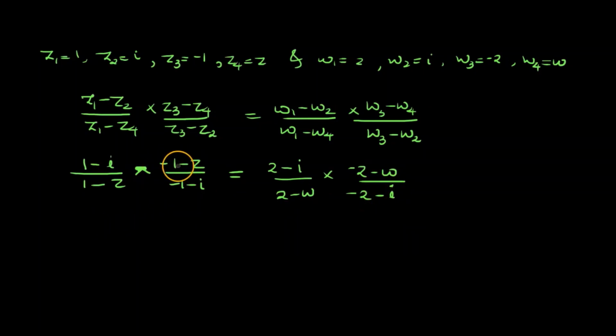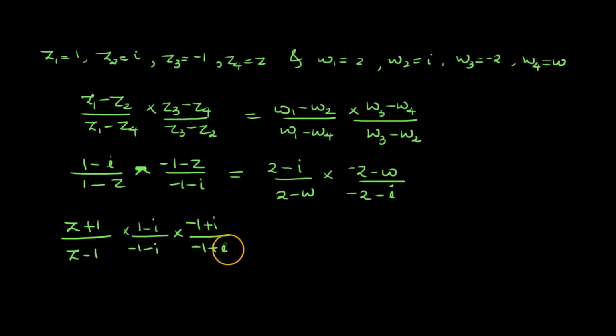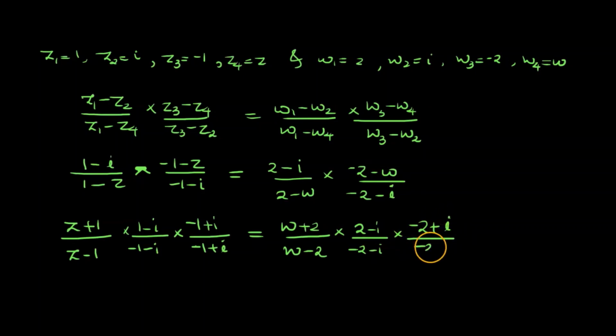So taking minus 1 outside from here and here, we cancel. What we get? (z plus 1) divided by (z minus 1) into (1 minus i) by (minus 1 minus i). Then multiply the conjugate of the denominator, minus 1 plus i, on numerator and denominator. Same here, (w plus 2) divided by (w minus 2) into (2 minus i) divided by (minus 2 minus i) into (minus 2 plus i) by (minus 2 plus i), multiplying the conjugate of the denominator on numerator and denominator.